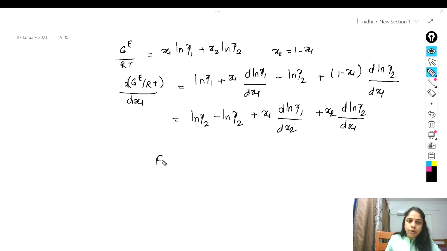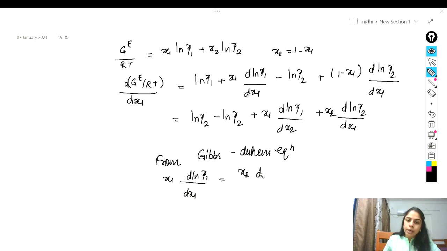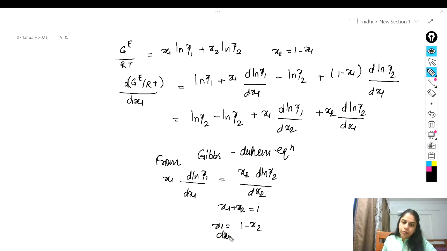Now from the Gibbs-Duhem equation, we know that x1 d ln gamma 1 upon dx1 is equal to x2 d ln gamma 2 upon dx2, right? These are the various forms of the Gibbs-Duhem equation which we had already discussed in our previous videos. So you can replace this. We know that for a binary solution x1 is equal to 1 minus x2 and dx1 is equal to minus dx2. So you can replace here.